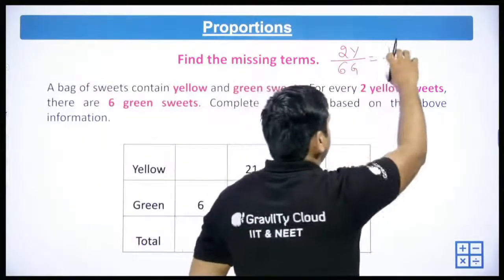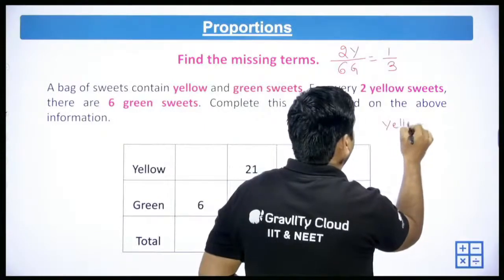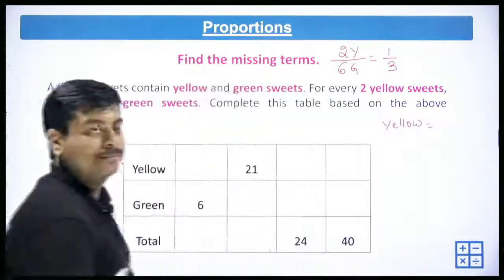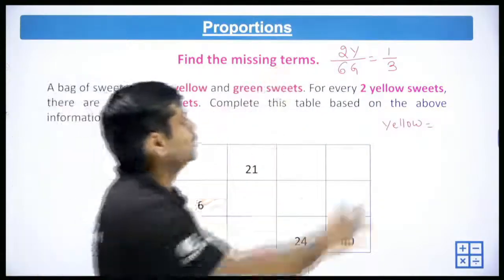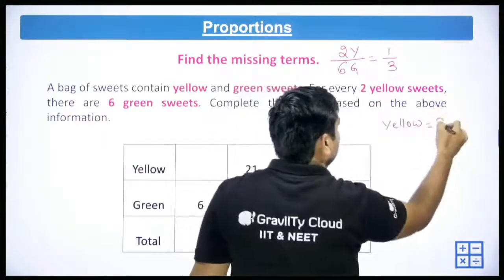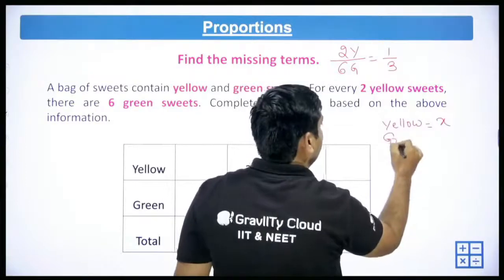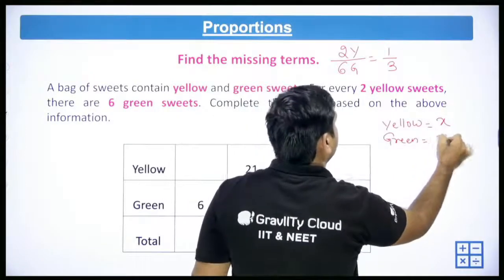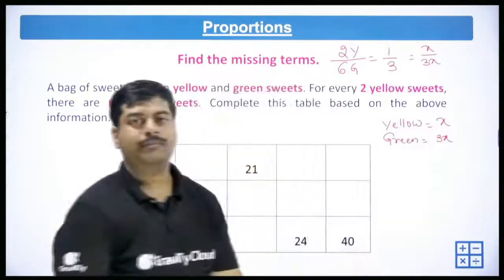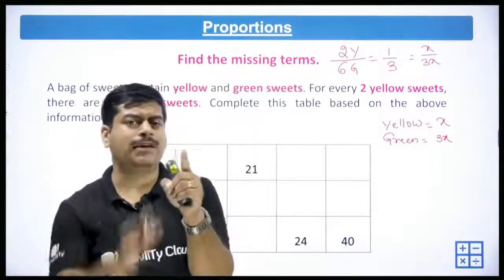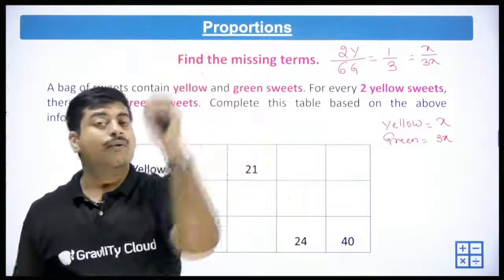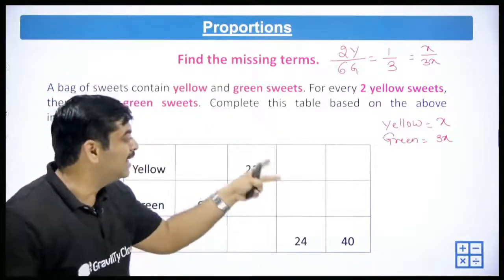As this ratio is 1:3, if I take yellow as, let us say, x, then green is 3x, correct? Because again you can say x by 3x is equal to 1 by 3. If yellow is 1 part, green will be 3 parts. If yellow is x number, green will be 3x numbers. Why do we need this information? Because we don't have individual numbers here.